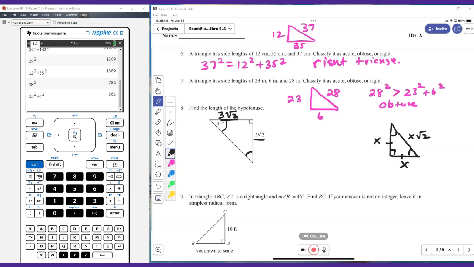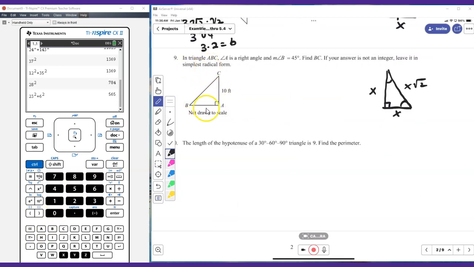So the length of the hypotenuse is side times the square root of 2. We already know the side, so it's going to be 3 square root of 2 times the square root of 2. Square root of 2 times square root of 2 gives you square root of 4, and we know that square root of 4 is 2, so 3 times 2 equals 6. So the length of the hypotenuse is 6. And this is a 45-45-90 special right triangle.